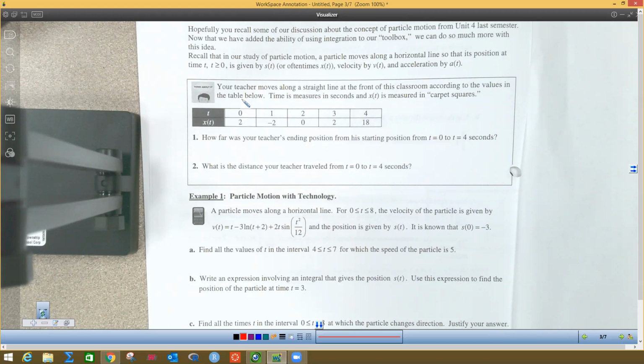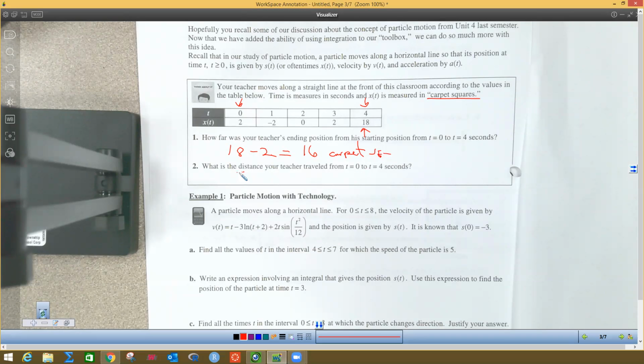So if you look at time 0, they were at the second carpet. At time 4, they were at the 18th carpet. So how far did they move, or what was their displacement? In other words, from where they started to where they ended, their displacement would have been 16 carpet squares. 16 carpet squares. Okay.